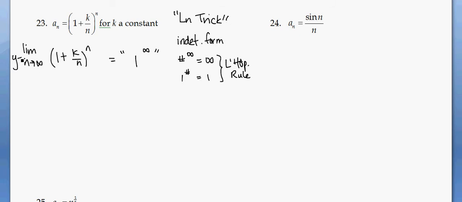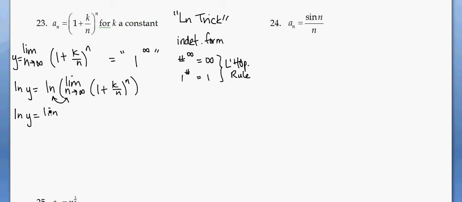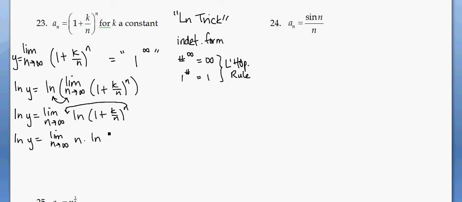So we set this equal to y, and the goal will be to solve for y. So we take the natural log of both sides. And remember that we can interchange the order of the natural log and the limit. So this is the limit as n goes to infinity of the natural log of (1 plus k over n) to the nth. And we get to use logarithm properties now to pull this n down. So we have the natural log of y is equal to the limit as n goes to infinity of n times the natural log of 1 plus k over n. So using this logarithm property has successfully turned our exponent into a multiplication.